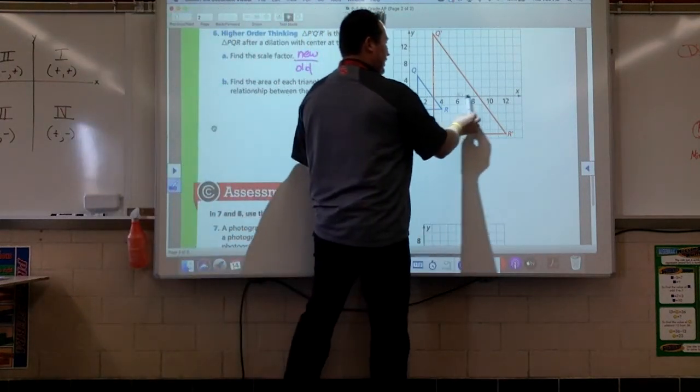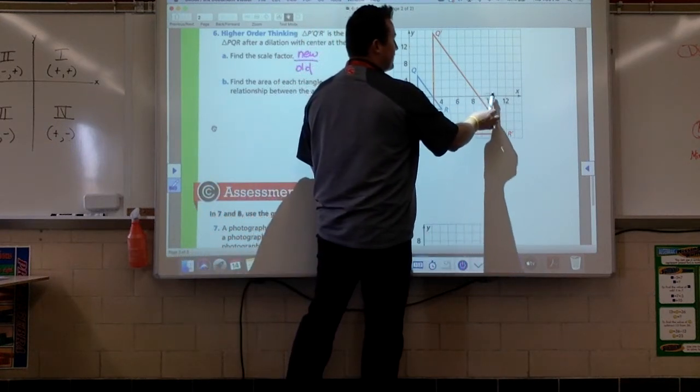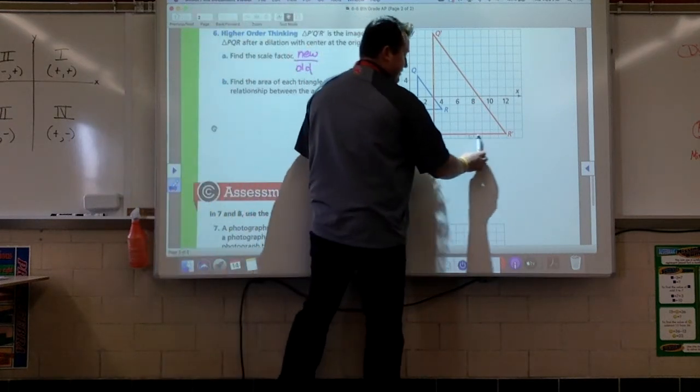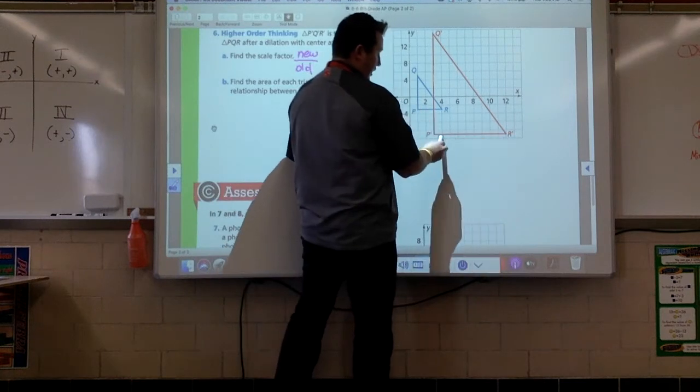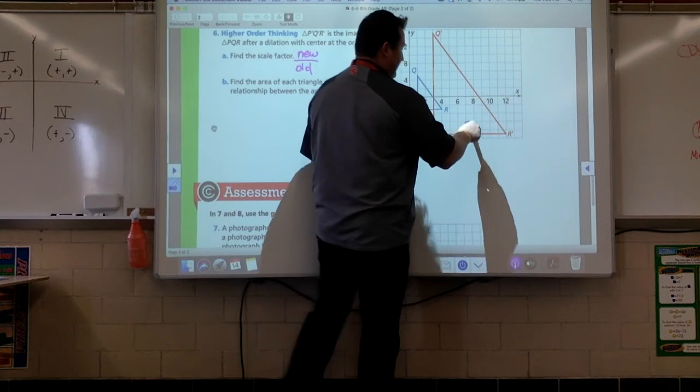Be careful. When we're looking at our graph along the x-axis, 0, 1, 2, 3, 4, 5, 6, 7, 8, 9, 10, 11, 12. We're just counting by ones. So what is this side length here? P prime to R prime. So 1, 2, 3, 4, 5, 6, 7, 8. This has a side length of 9.